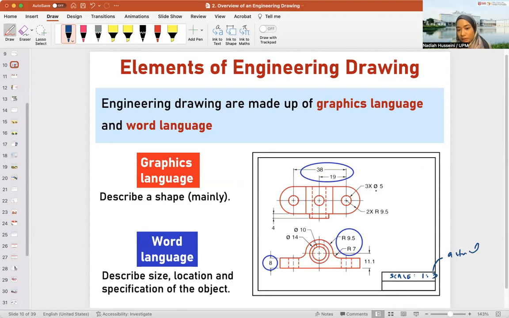But when I look at this picture, I see it's 38, 19. The radius is 9.5. The radius is 7. Does it mean that I have to multiply by 3 to get the actual size? No. What you see here is the actual dimension. So if I were to draw this, if I were to manufacture this, the actual size is actually 38. The actual size is actually 19.